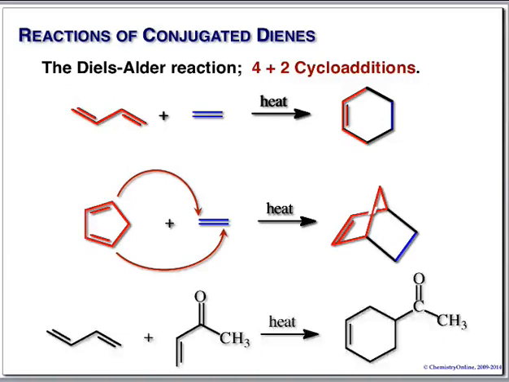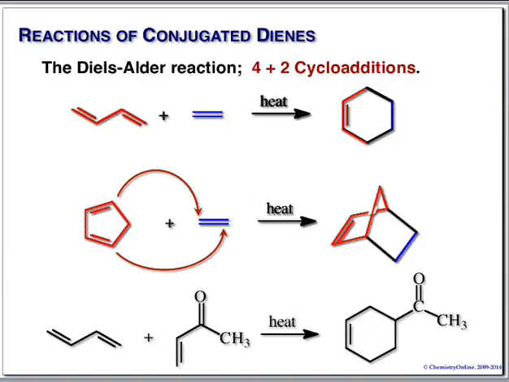Let's take 1,3-butadiene and react it with this guy. Now this is actually a conjugated system itself, isn't it? We have p orbitals here and here. So this is a conjugated system too. In chapter 19, we'll talk about the moral equivalent of 1,4 additions to these guys. But right now, we're just going to use this as our dienophile.